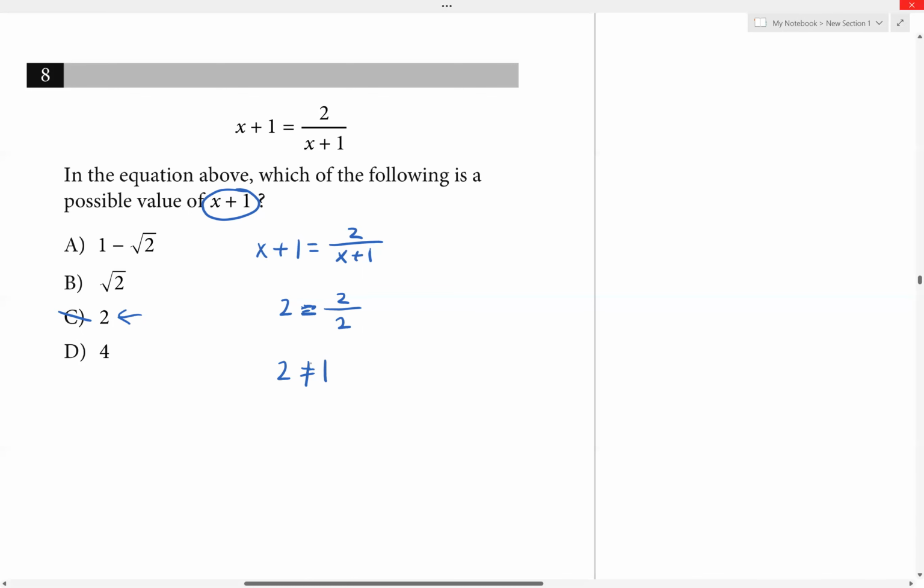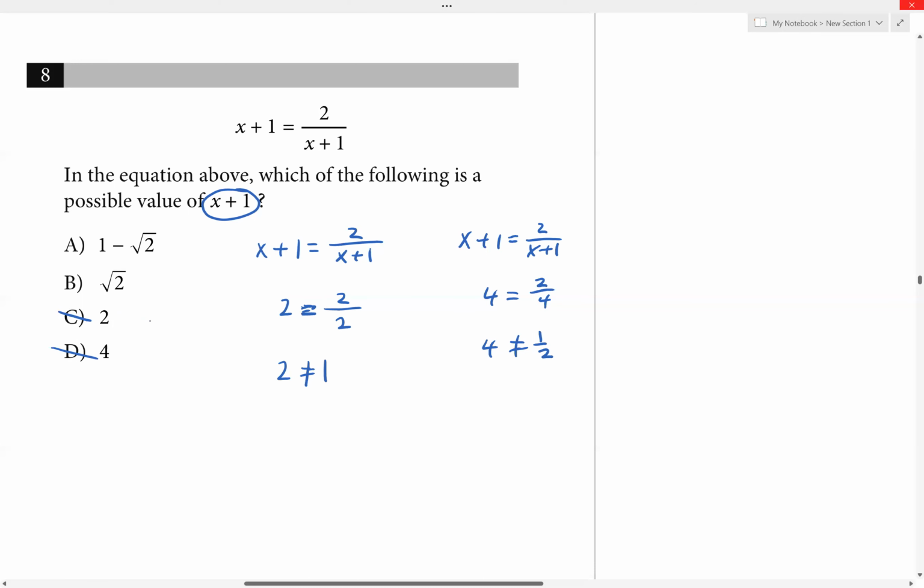And then if we try 4, x + 1 equal to 2 over x + 1, so we do 4 here, it'll be 4 equal to 2 over 4. We get 4 equal to 1/2, and once again, that's not true. 4 is not equal to 1/2, so we can eliminate D. All right, so now we're left with A or B.